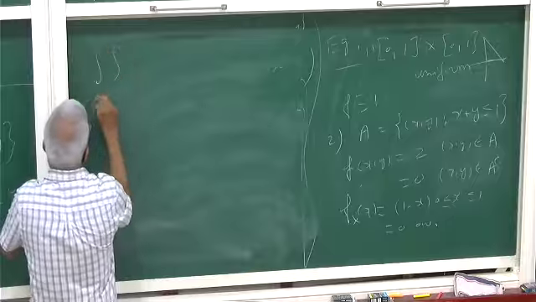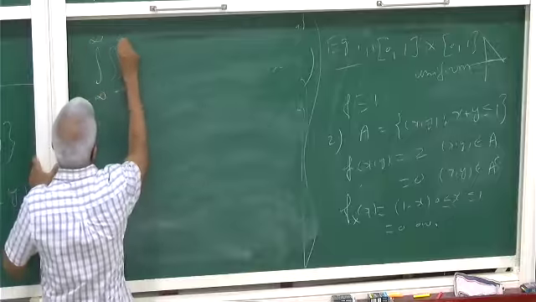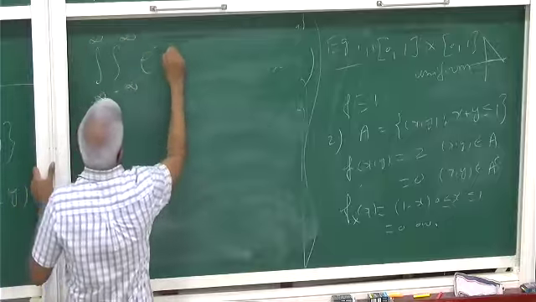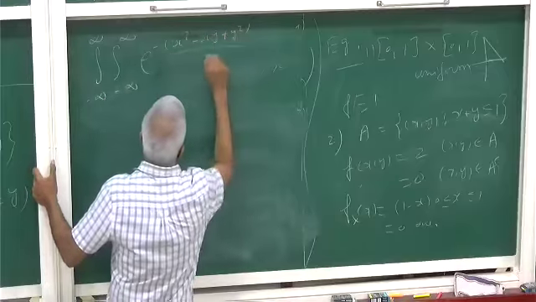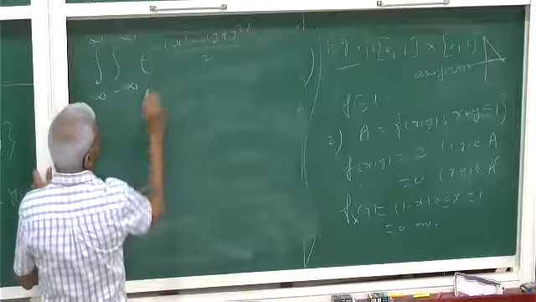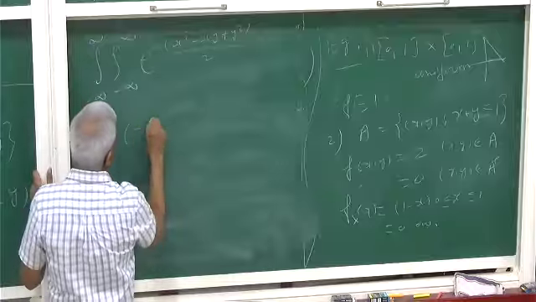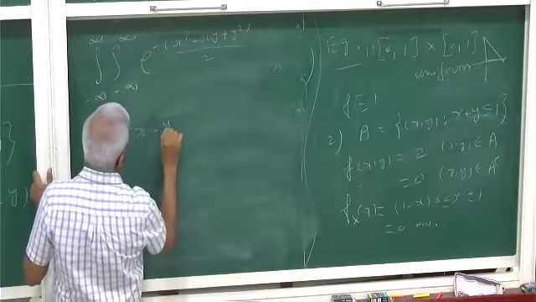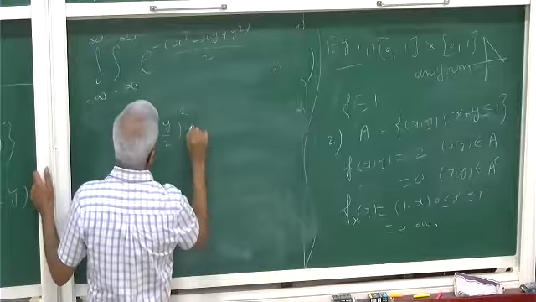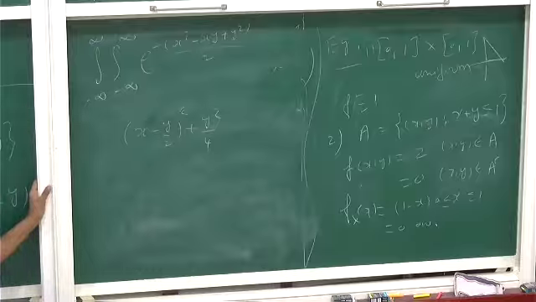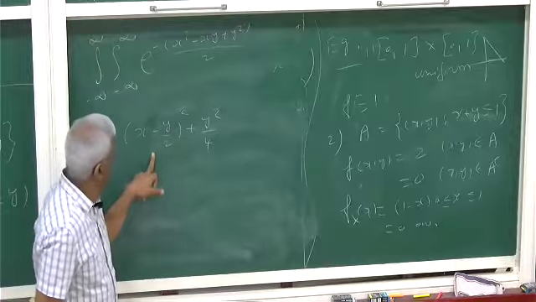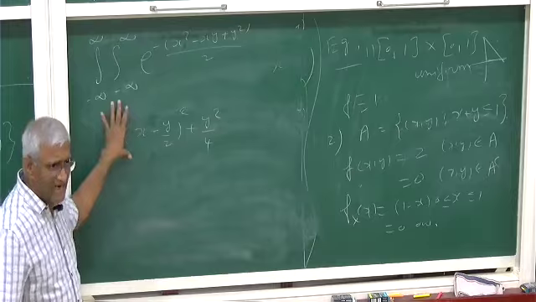Integral from minus infinity to infinity. You want to find this: e power minus (x square minus xy plus y square) divided by 2. You first write that as (x minus y by 2) whole square plus y square by 4, right? Is that right?